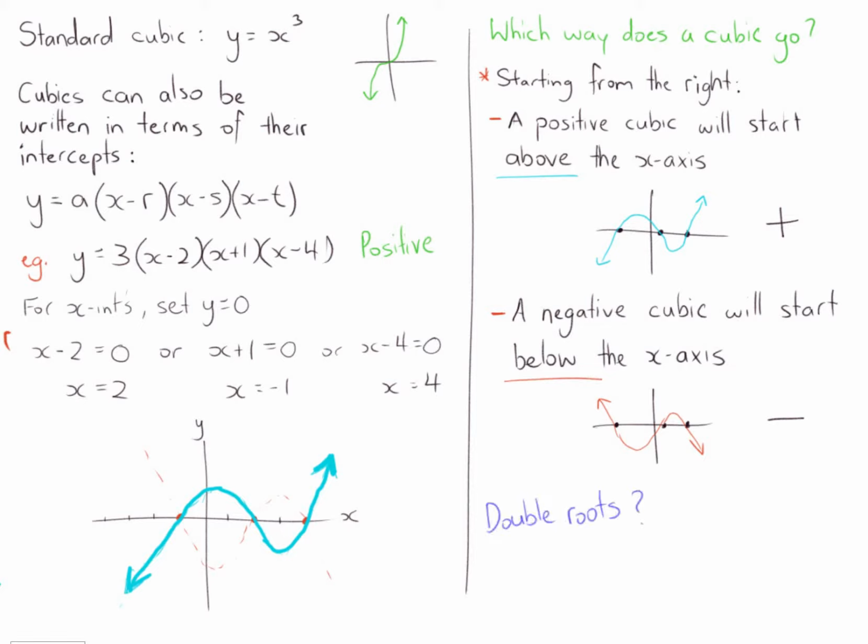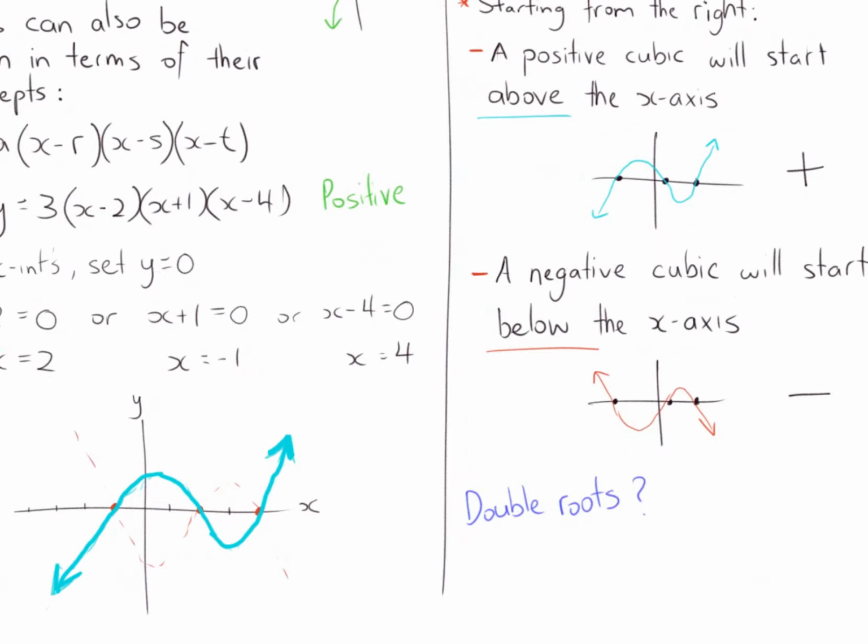Now so far we've looked at the 3 roots of a cubic being individual values, but what about if we have double roots? Now what do I mean by this? Let's write down an example of an equation. y equals x minus 3 and then another x minus 3 and an x plus 1. Because we've got x minus 3 times itself, this might more commonly be written as x minus 3 squared times x plus 1.